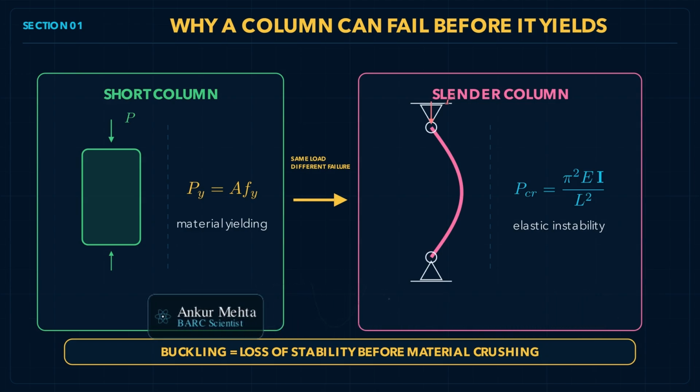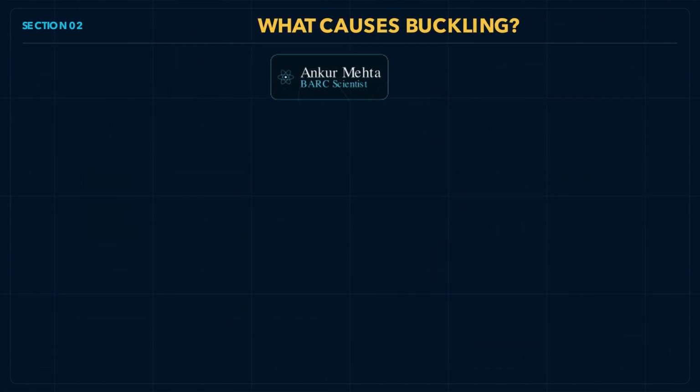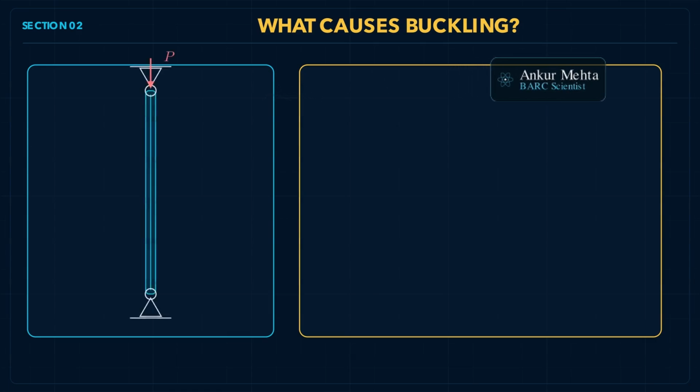In this lesson, we will derive Euler's critical load, examine the possible mode shapes, explain why the first mode always governs, and compare yielding with buckling. We will wrap up by looking at a real-world steel stress versus slenderness graph and practical design code limit. What exactly triggers this mechanical instability?